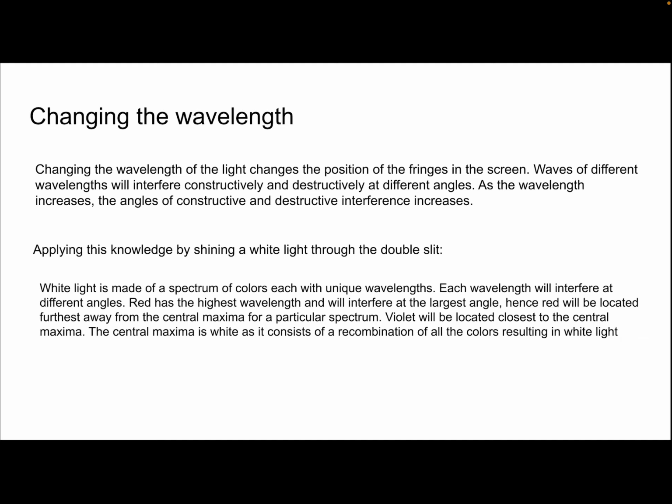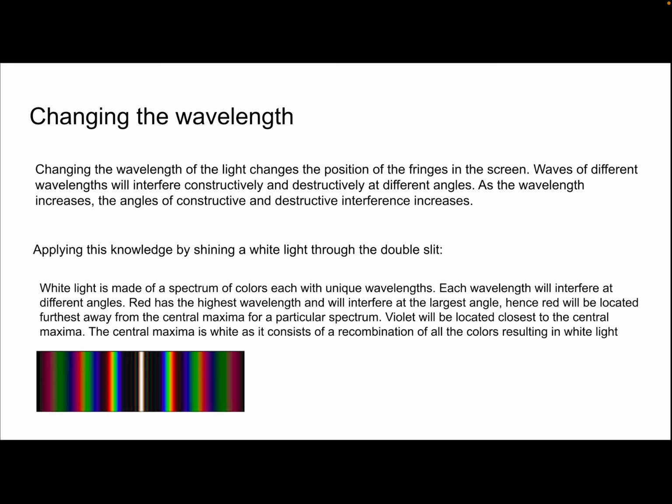For example, red has the highest wavelength and therefore will interfere at the largest angle. Therefore, constructive interference will occur at the largest angle, so a particular bright fringe for red is going to be located further away from the central maxima than for a lower wavelength light, for example, violet. That's because violet has the lowest wavelength, so its position of constructive interference occurs at lower angles from the central maxima. Therefore, for any particular fringe, the violet light will be located closer to the central maxima than the red light. So if you're observing your spectrum, you should see the violet come first and then the red at the end of each spectrum of colors.